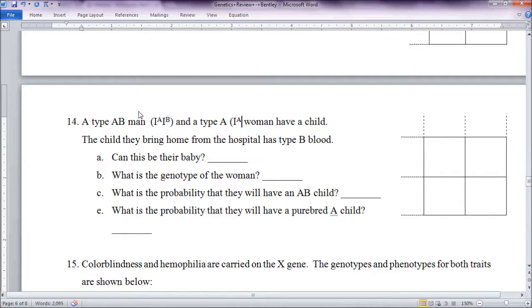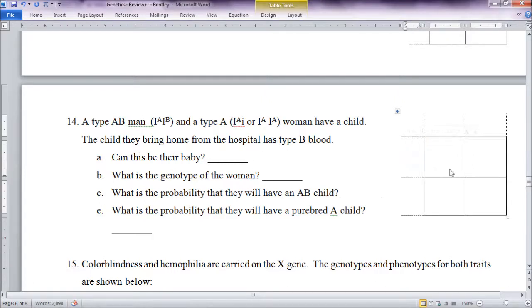Now, we don't specify if it is a heterozygous or a homozygous woman, so I'm going to say an or, just in case. Haven't finished reading the problem yet, but I am careful. So, those 2 people have a child. The child they bring home has type B blood. So, let's see how that's going to work out.